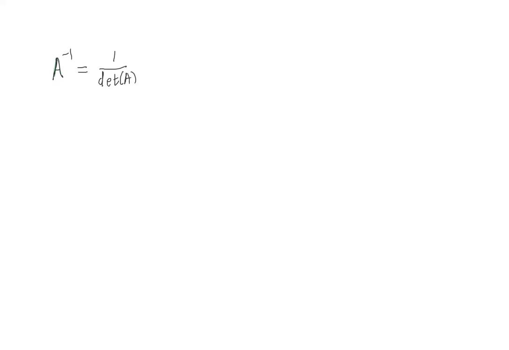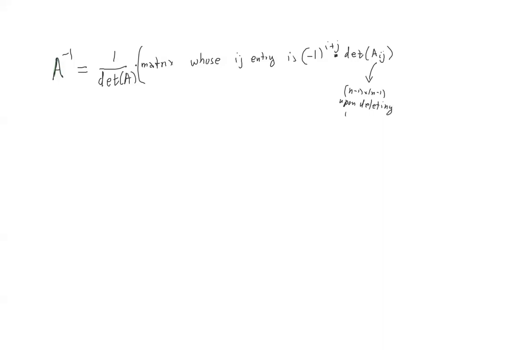Times the matrix whose ij entry is -1 to the power i plus j times the determinant of the matrix Aij, where the Aij matrix is the n minus 1 by n minus 1 matrix that comes up if we delete the ith row and the jth column.